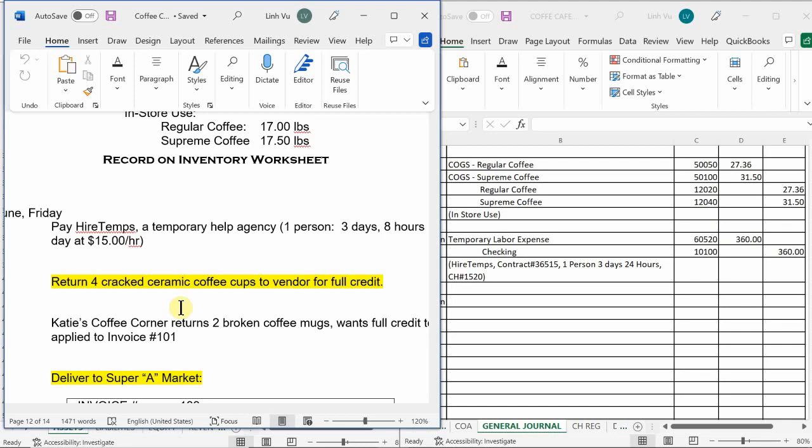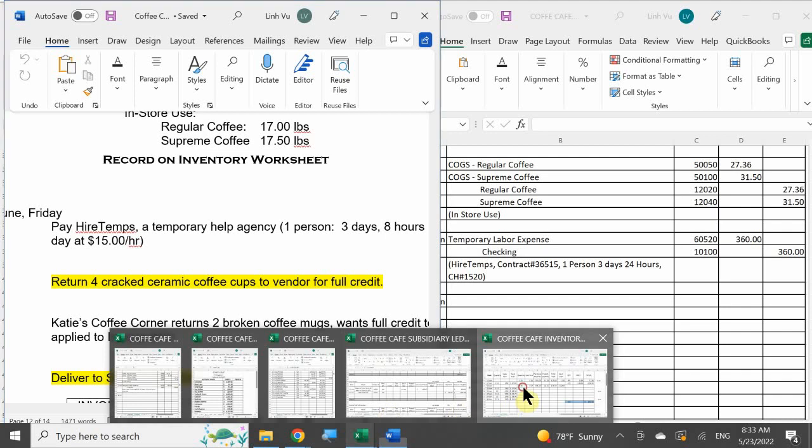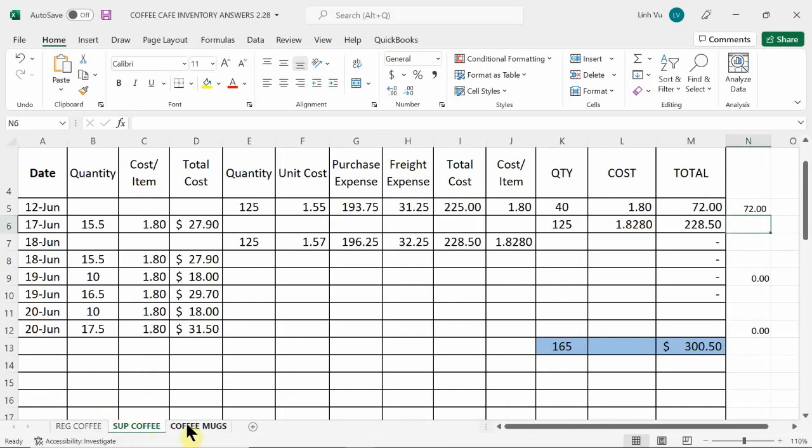We need to make sure how much we bought it for. And where do we find that? Not the journal, not the vendor. Where do I keep track of my inventory? Inventory worksheet, right? Yes. So I go ahead and take a look at my inventory worksheet for ceramic coffee mugs.